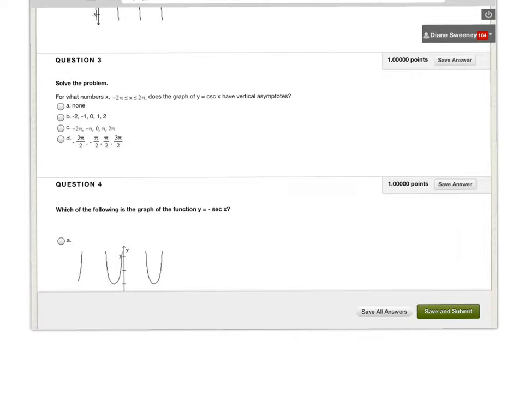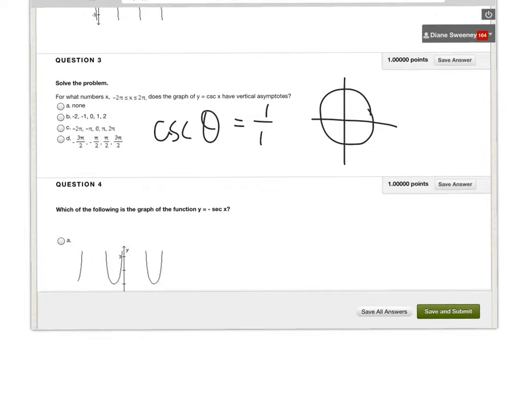For question number 3, I'm going to consider the same thing. Where does cosecant have vertical asymptotes? And I know cosecant is 1 over sine. So cosecant of some angle is going to be 1 over the y value. And this will have a vertical asymptote where y is equal to 0. So at 0 and at pi, so at any multiple of pi. So it looks like our answer is C.